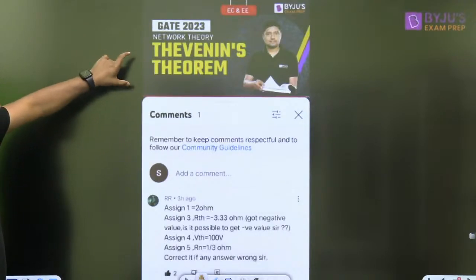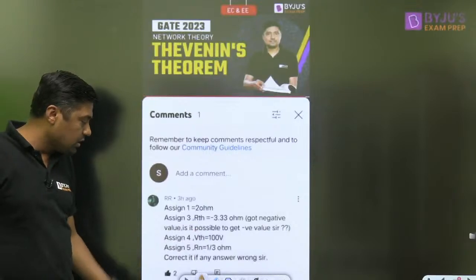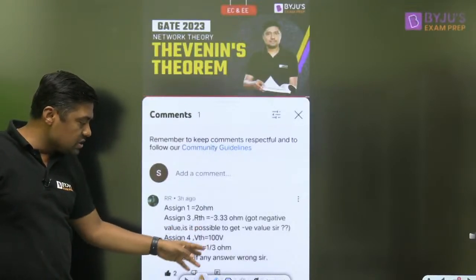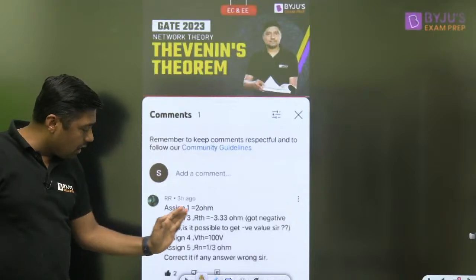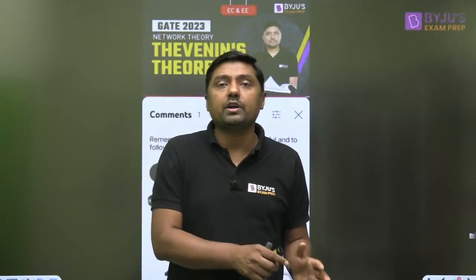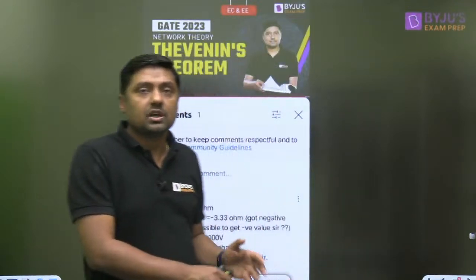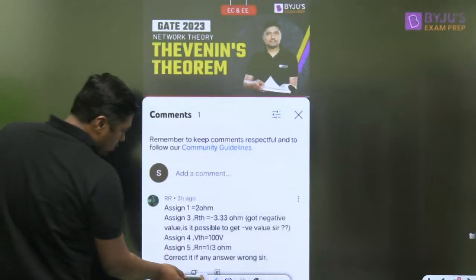That is the previous session, Thevenin's theorem. And then assignment number 4, VTH is 100 volt. Assignment number 5, RN is equal to 1 by 3 ohm. And all answers are correct. If you are able to solve 5 numericals on Thevenin's theorem, it means now you have command over this topic, and this is a very important topic for all competitive exams, especially the GATE exam. So that is a well try. Congratulations Double R.